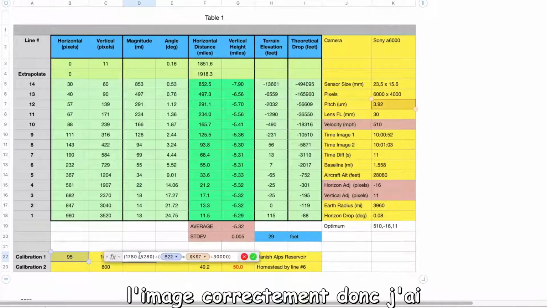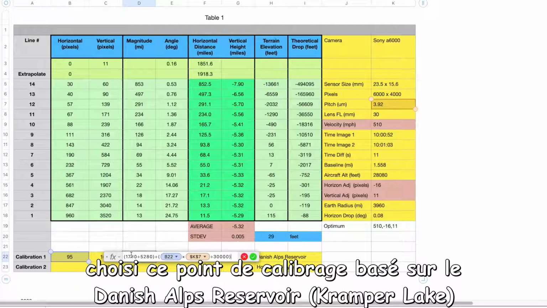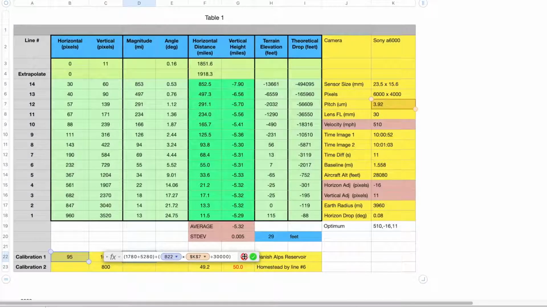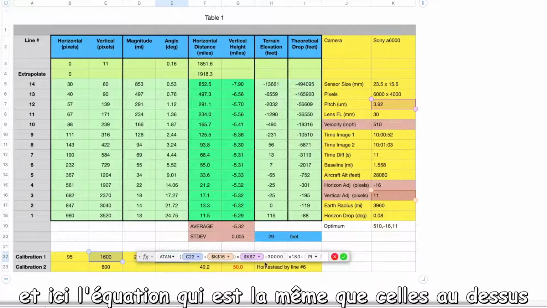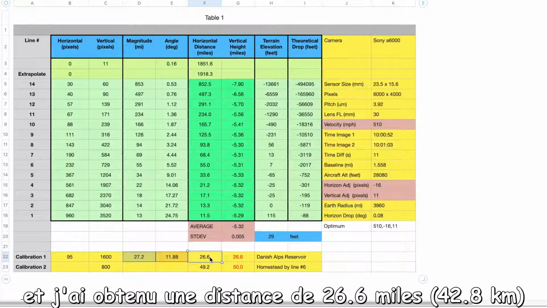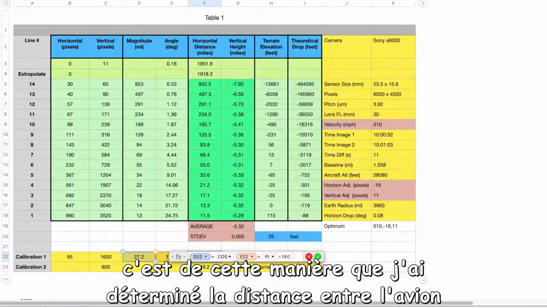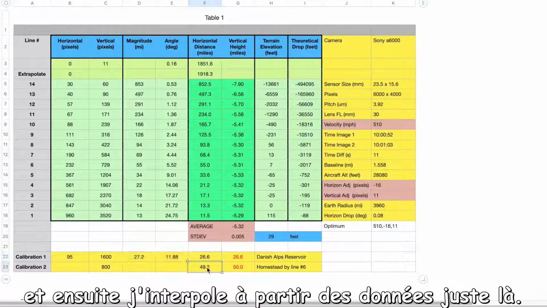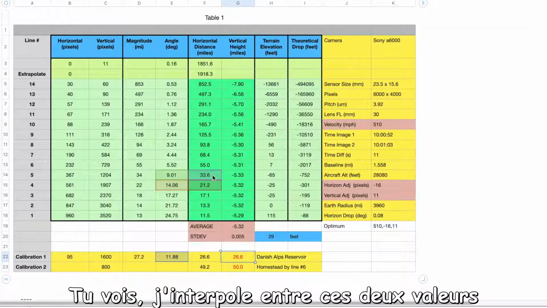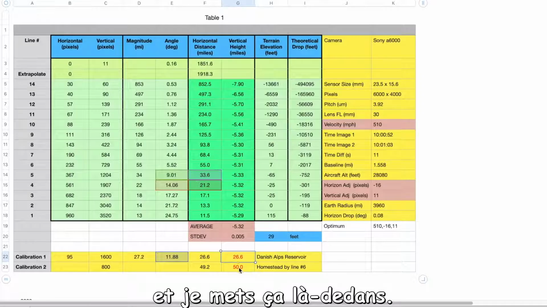I wanted to rotate the image correctly, so I picked this calibration point based on the Danish Alps reservoir, and we'll look at that in a second. It has a width of about 17 something, whatever that number was there. And here's the equation, the same as the ones above. And I get a distance of 26.6. So that's how I determined how far away the aircraft was from that reservoir. And then I interpolate from the data right there. See, I interpolate between those two values, and I put that in there.